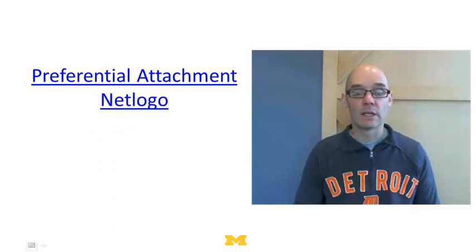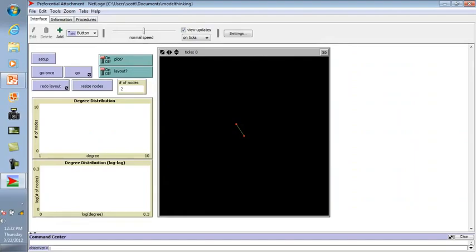Let's look at a NetLogo model of preferential attachment. Now I'm going to set this up, and what's going to happen is I'm going to let this go once. I'm just going to add one node at a time for a second.